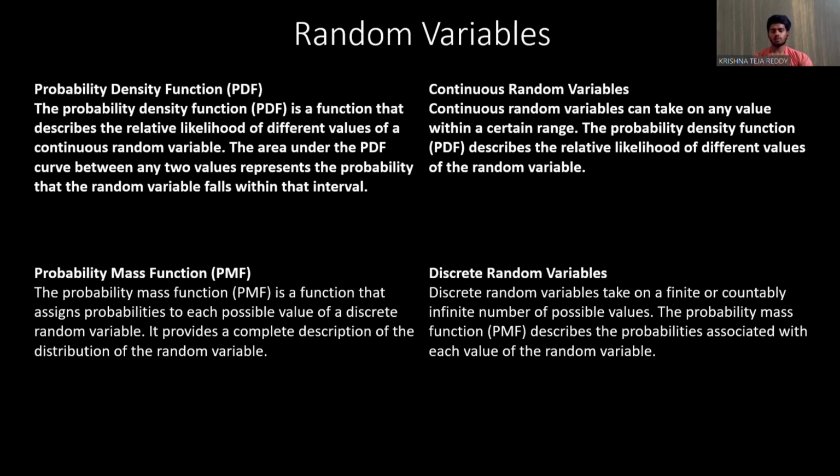Probability mass function, PMF. The probability mass function is a function that assigns probabilities to each possible value of a discrete random variable. It provides a complete description of the distribution of the random variable. Discrete random variable. A discrete random variable takes a finite or countably infinite number of possible outcomes. The probability mass function describes the probabilities associated with each value of the random variable.